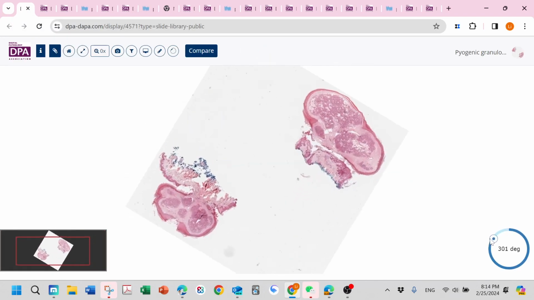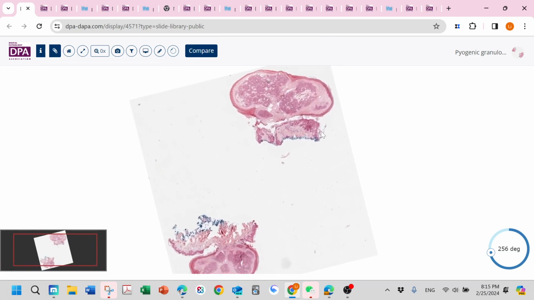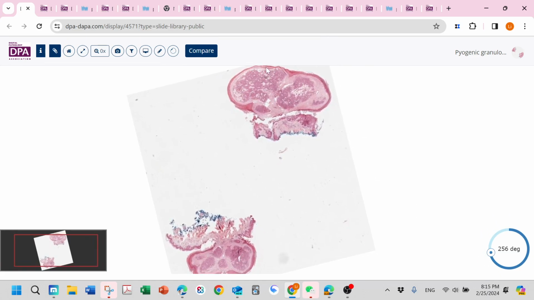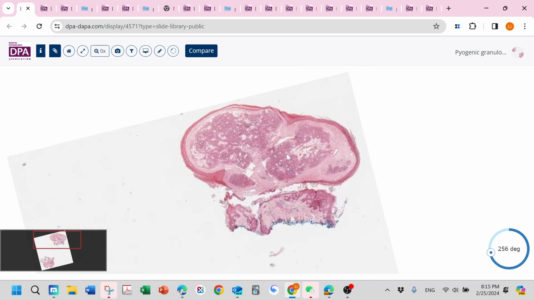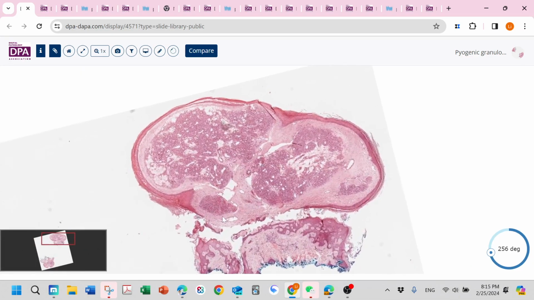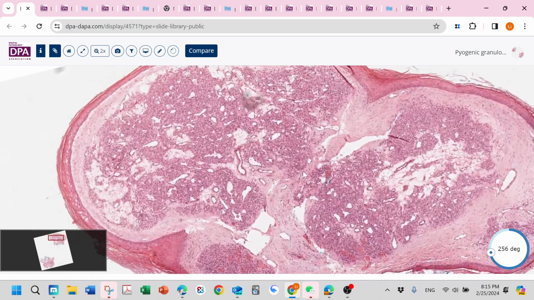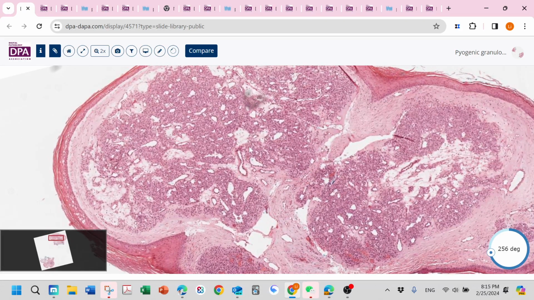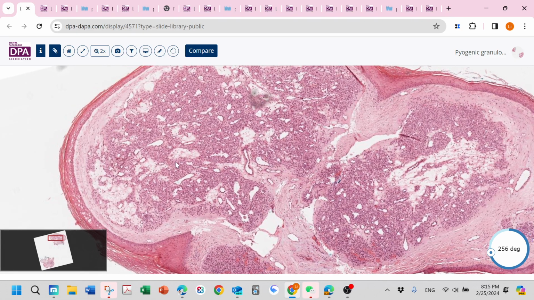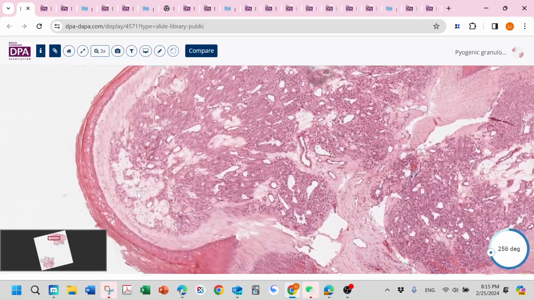Another example of pyogenic granuloma, lobular capillary feature. Even in low power, we know this nodule is kind of exophytic because this is normal epidermis, just a nodule growing out with this lobular structure, a big vessel in the middle, and then small capillary vessels around. You can see they sometimes have this edematous stroma.